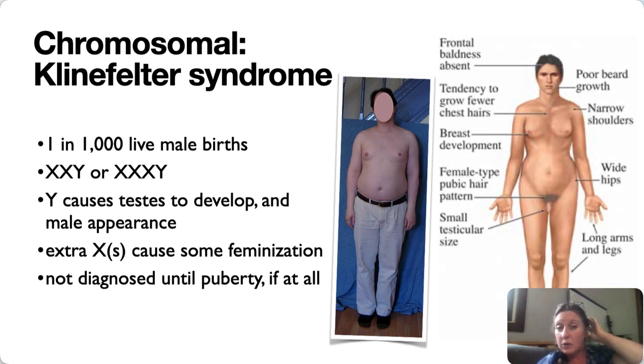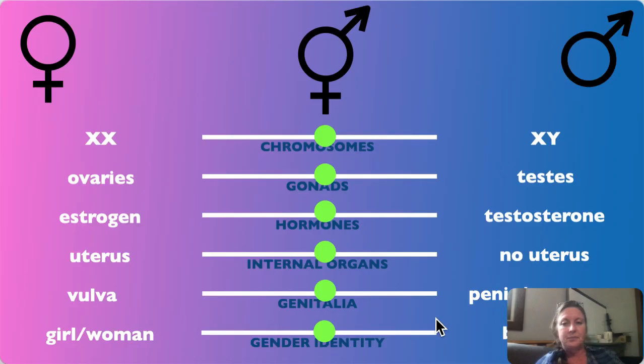Often this is not diagnosed at all because body types vary so much in general that someone with these differences in morphology may not be visible. But if you look at this artist's sketch, you can see that there are slightly wider hips. Sometimes there's some breast development. Often the genitals are a little bit smaller. For whatever reason, they're usually taller than most men. Anyway, that's Klinefelter syndrome.